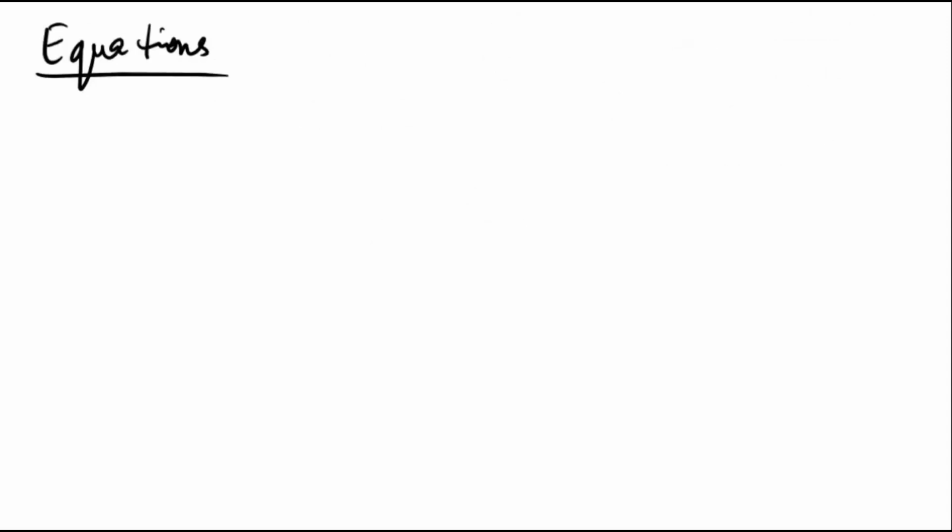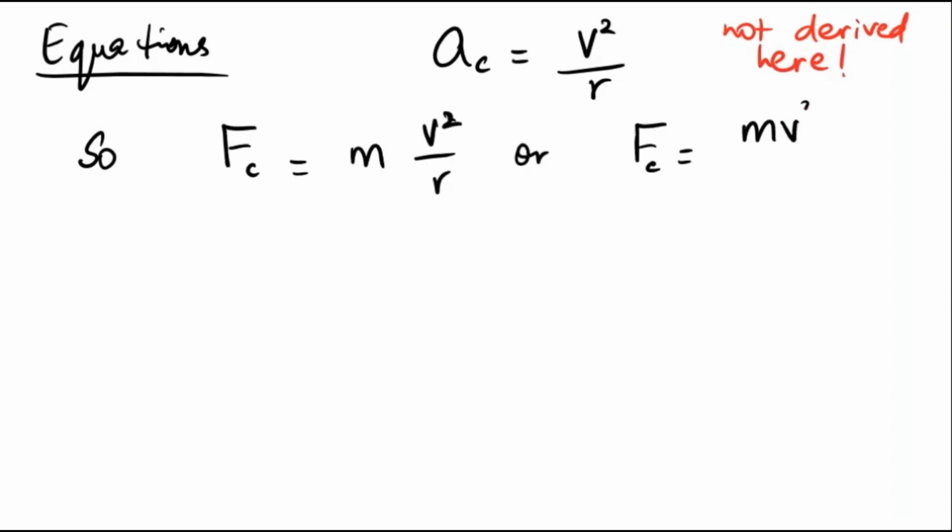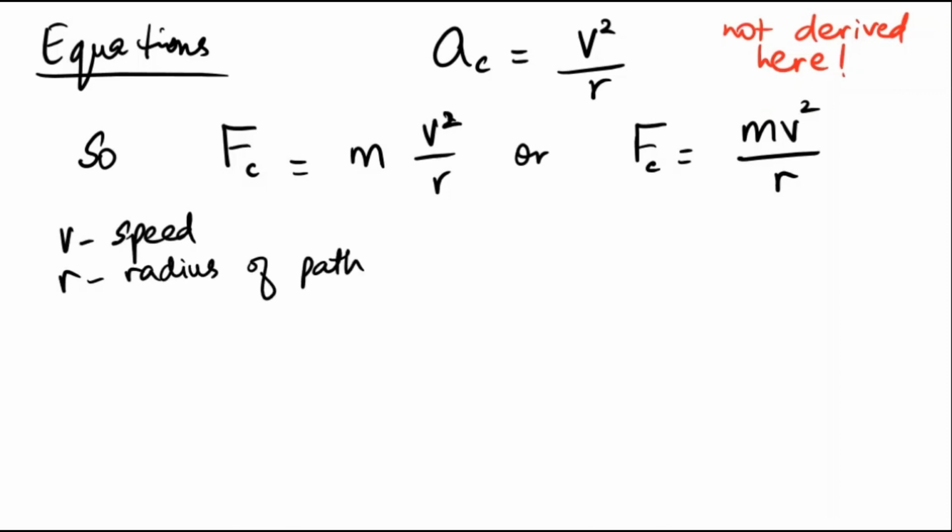Now we're going to take a look at the equations. I'm not going to derive it here, but I will just give the equation for centripetal acceleration, and that's v squared over r. Plugging it into Newton's second law, we replace the a with v squared over r, and we get the equation for centripetal force, where v is the speed and r is the radius of the path of the circle. Now when we're talking about speed, we already know that speed is defined as distance over time.